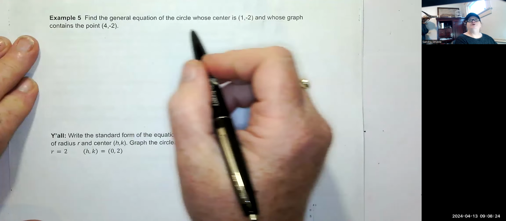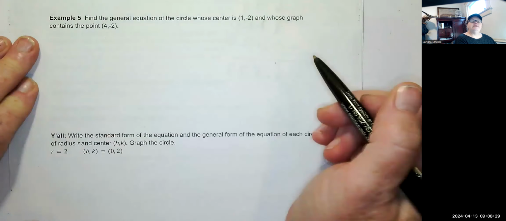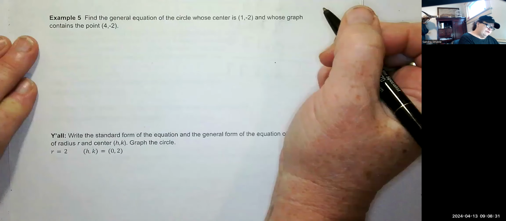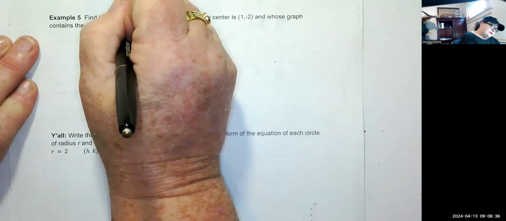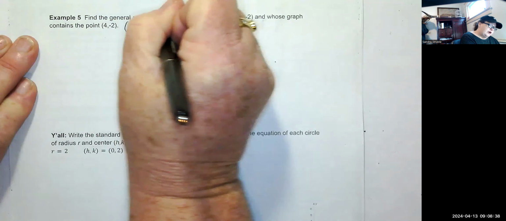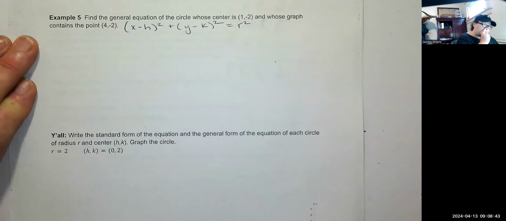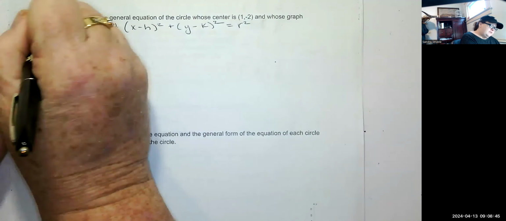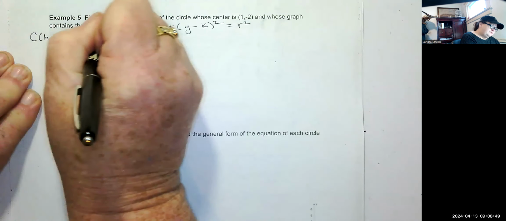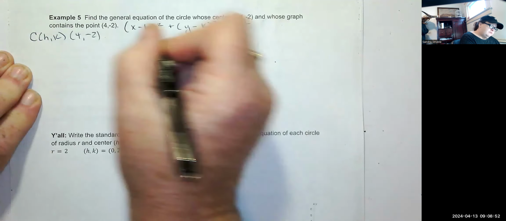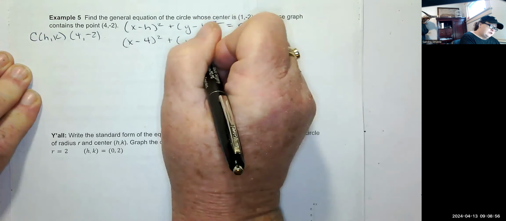Find the general equation of a circle whose center is 1, negative 2, and whose graph contains the point 4, negative 2. So to find the general form, I need to first put it in standard form, and then I'm going to expand it. Standard form is just the x minus h squared plus y minus k squared is equal to r squared. Remember, your center is h, k. In our case, it is 4, negative 2. So h is 4. Y is negative 2.